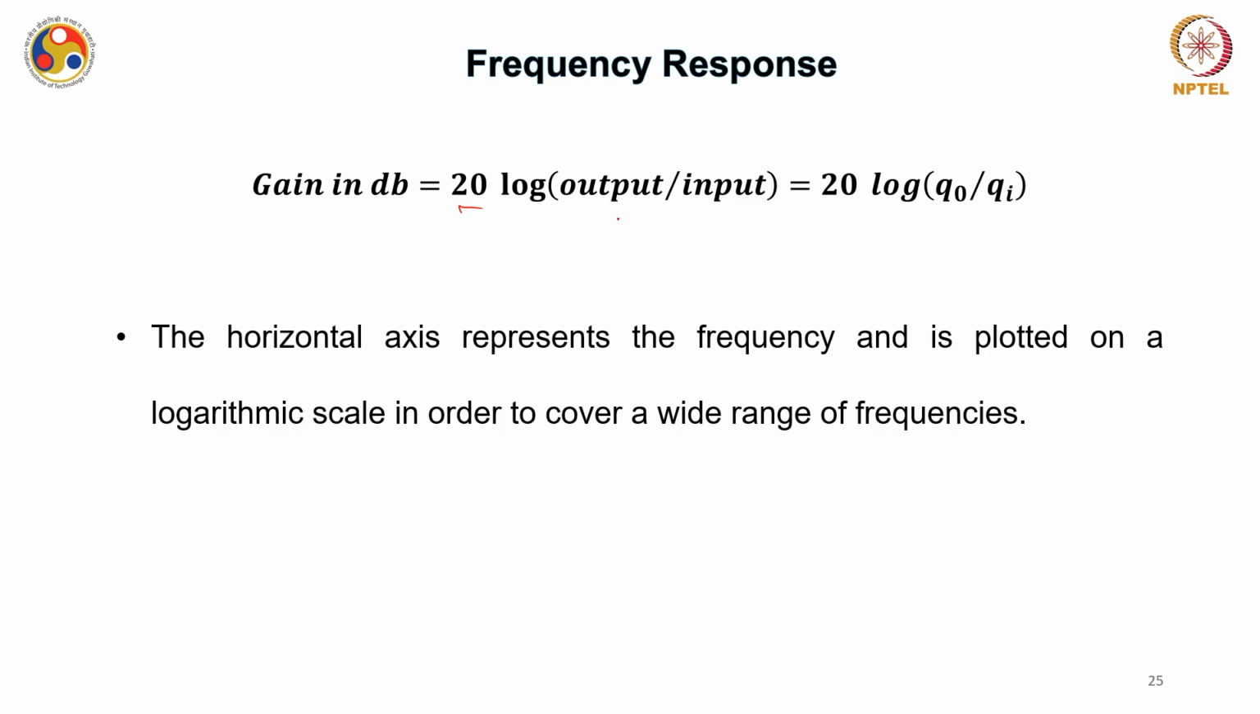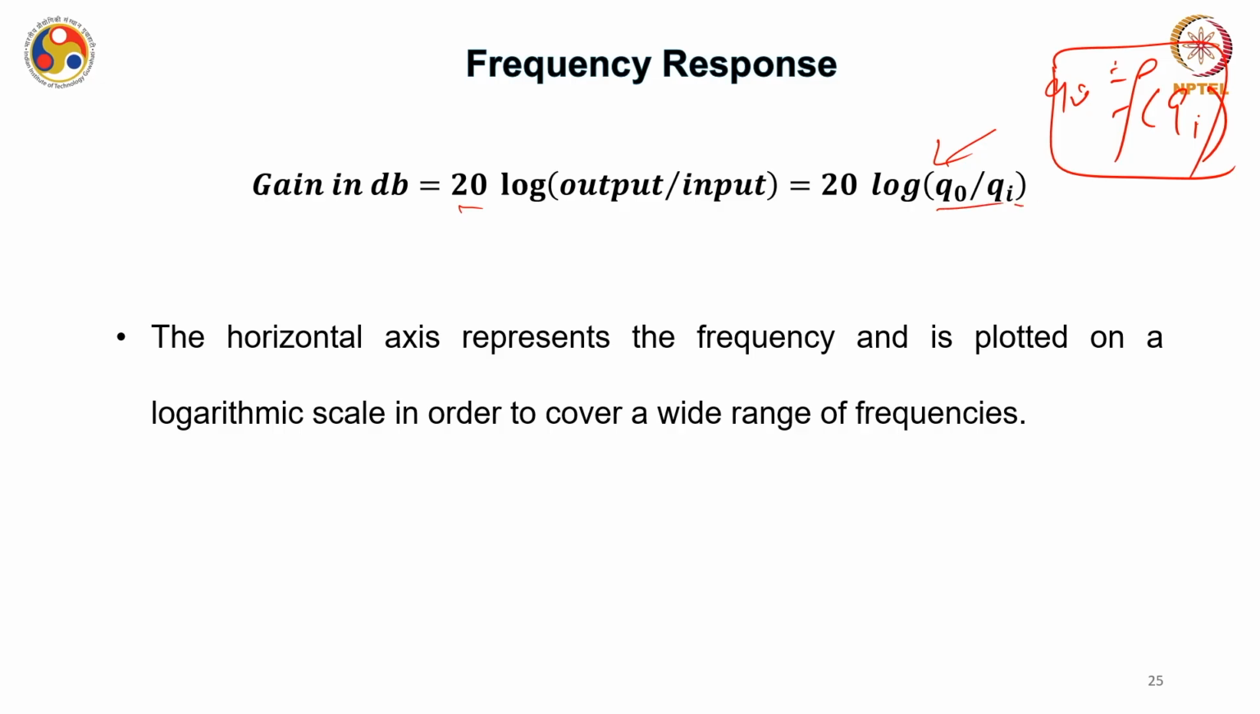So you have 20 log output by input, and for our case we are taking Q naught as the output. We have seen that Q naught is equal to f function of Qi. This is the function we are considering throughout this transducer module. So the gain in dB is 20 log Q naught by Qi.